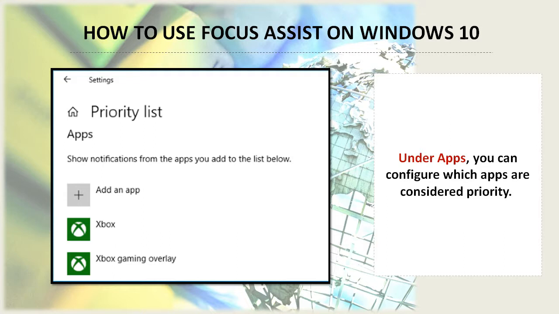Under Apps, you can configure which apps are considered priority. You can click Add an app and add any app to this list. All notifications from apps you add to this list will have priority.